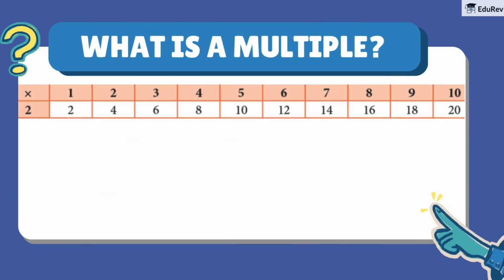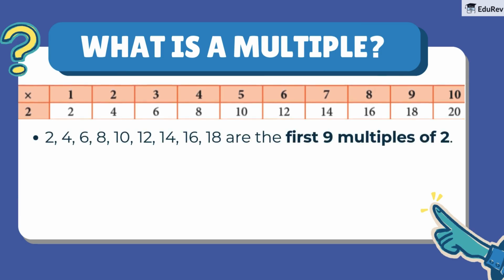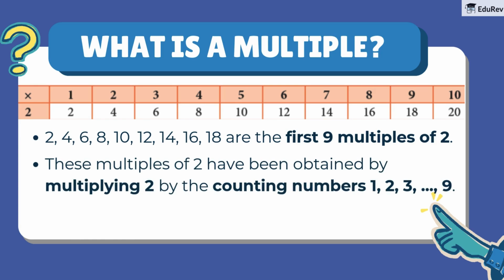Let's see what multiples look like using the number 2. The first 9 multiples of 2 are 2, 4, 6, 8, 10, 12, 14, 16, and 18. These multiples are obtained by multiplying by the counting numbers 1 through 9.